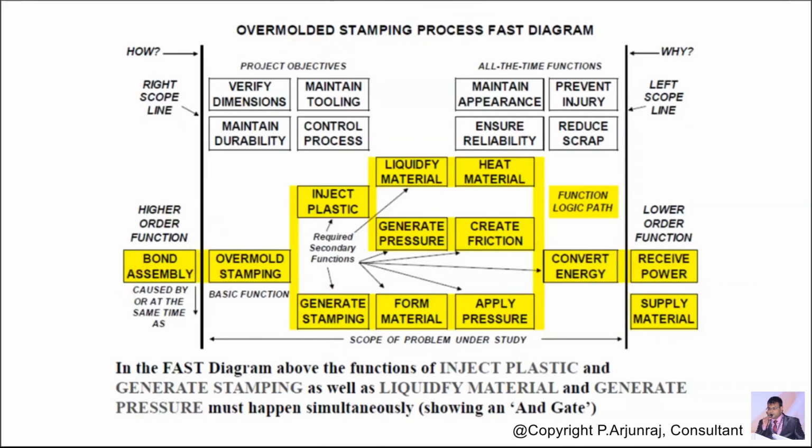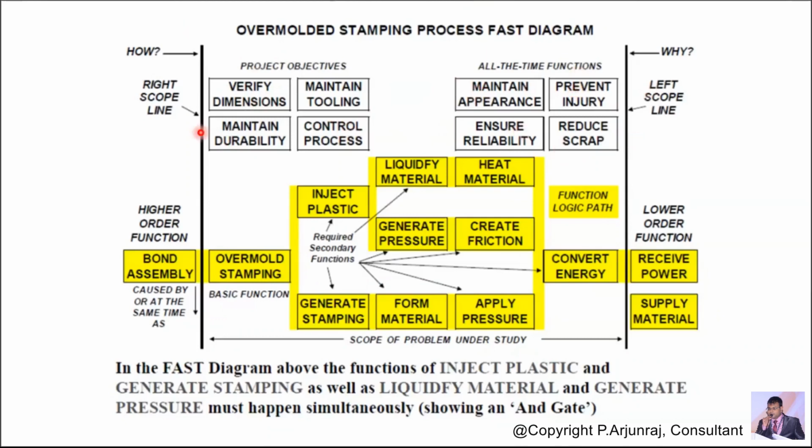Okay, so these are all the how logic, Y logic, and you need to identify what is the basic function, and what are all the functions which follow the basic function, which is nothing but a secondary function. You need to identify the objective of your process or a machine or an assembly sequence. So here the project objective or design function is to verify the dimensions of the overmolding stamping process. You should maintain the tooling, you should control the process, you should also maintain durability, and you have the other time function, which is maintaining the appearance, preventing the injury, ensuring reliability, and reducing the scrap.